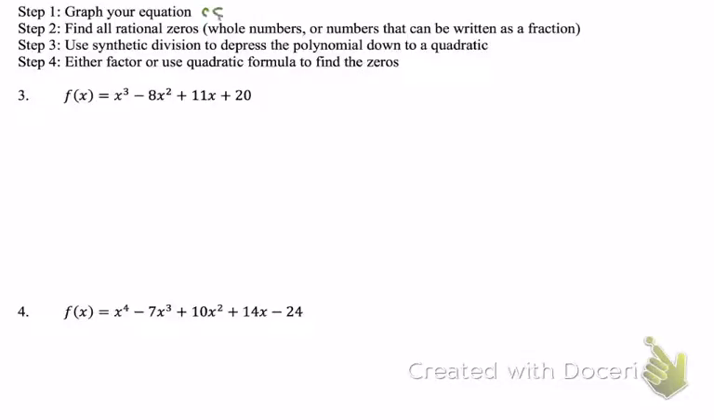So I'm going to write calc next to it. Then find them all, so whole numbers or numbers that can be written as a fraction, not the imaginary ones because we don't know how to find those. Then we're going to use synthetic division to find the rest of them.